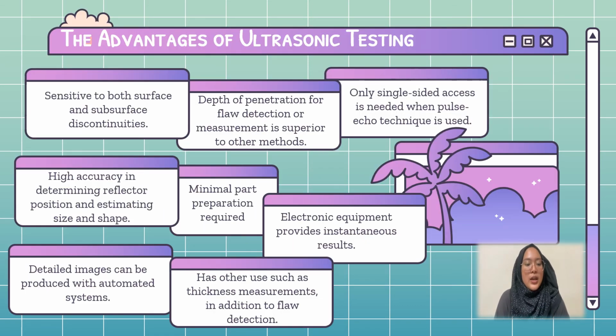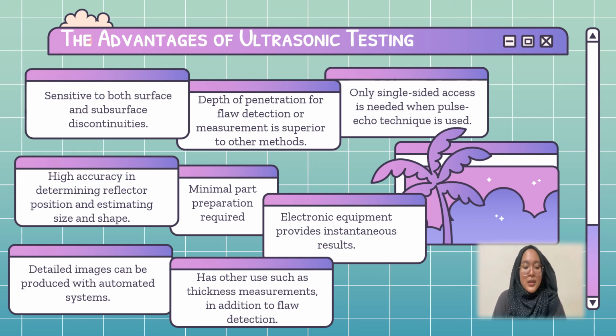We will begin with the advantages of ultrasonic testing. First, it is sensitive to both surface and subsurface discontinuities. Second, the depth of penetration for flaw detection or measurement is superior to other methods. Third, only single-sided access is needed when the pulse echo technique is used. Next, it has high accuracy in determining reflector position and estimating size and shape. Minimal part preparation is required. Electronic equipment provides instantaneous results.